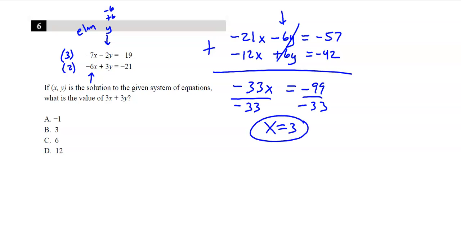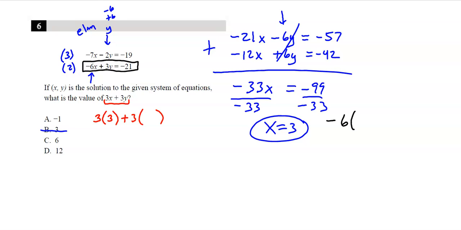Now, they want you to pick B. Do not pick B, because the final question says, what is 3x plus 3y? So I think I'm going to substitute the x in, and I'm going to substitute the y in, but I got to figure out what y is. So I'm going to take that 3, plug it into the equation. I think I'm going to choose the bottom one because it's only got 2 negatives.